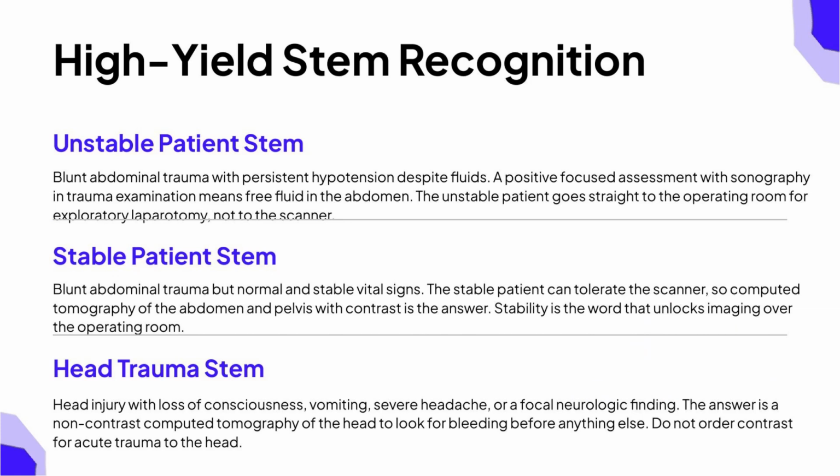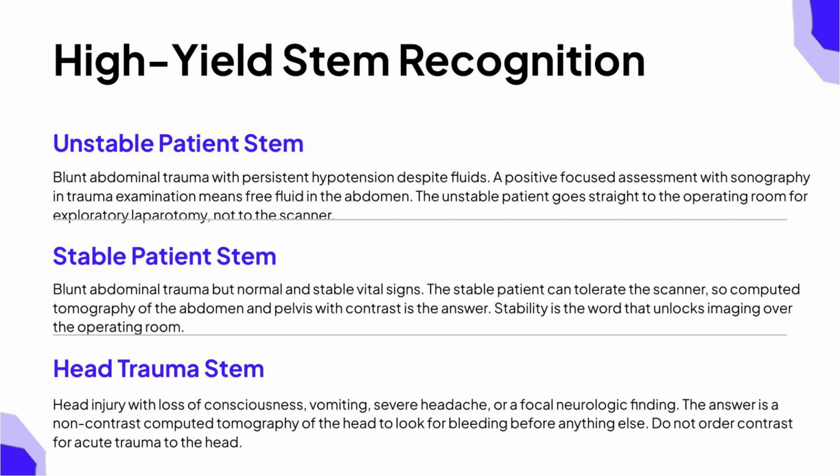There are 3 patterns you will see again and again. The first is the unstable patient with blunt abdominal trauma whose pressure will not hold despite fluids and whose sonography shows free fluid in the belly. That patient goes straight to the operating room, not to the scanner.